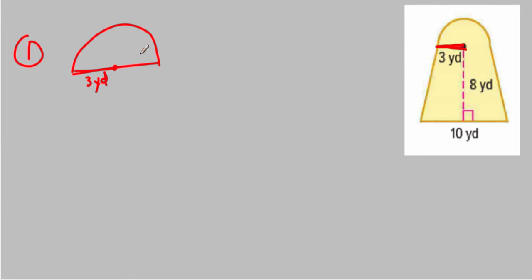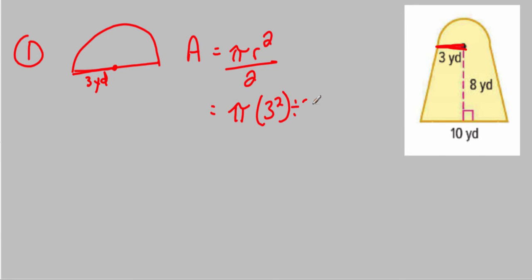So to find the area of a semicircle, area is equal to pi times the radius squared, but then don't forget that divided by 2. So for this one, we're going to do 3.14 pi times 3 squared divided by 2. And that gives me 14.13 yards squared. Remember, area is always squared. I think it's the exact same numbers we had from earlier on in the problem.